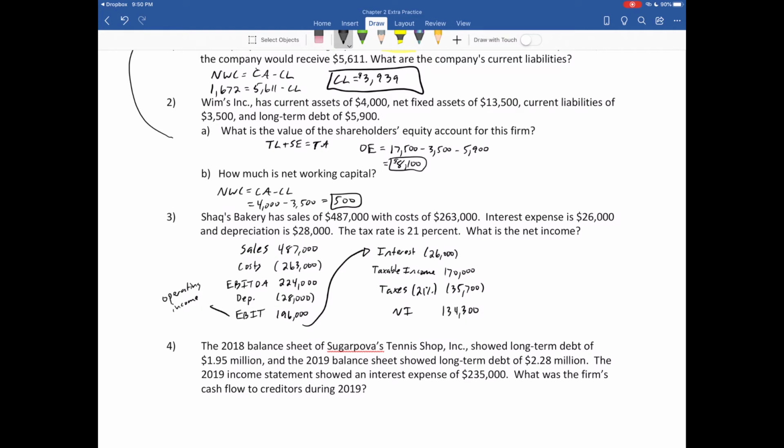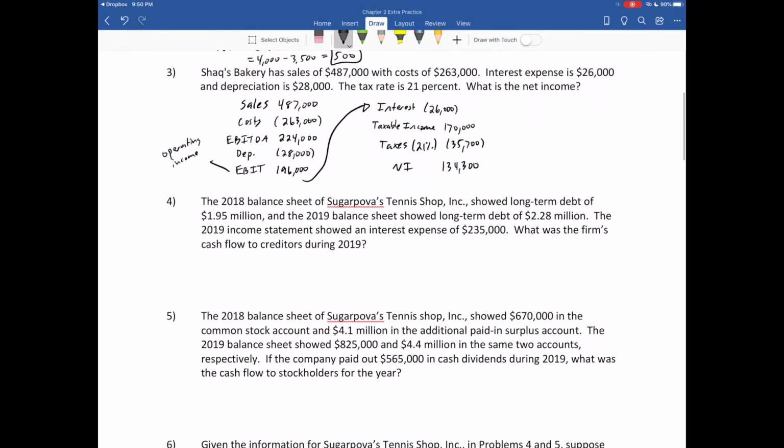So numbers 4, 5, and 6 go back to our cash flow problems. These are a little bit more straightforward than the one that we've worked on previously at the end of the Chapter 2 outline. Here, the 2018 balance sheet for Sugarpova's tennis shop showed long-term debt of $1.95 million. The 2019 balance sheet showed long-term debt of $2.28 million. So you can see it has actually gone up, so that means that they have borrowed more. And then in 2019, they have an interest expense of $235,000. What was their total cash flow to creditors?